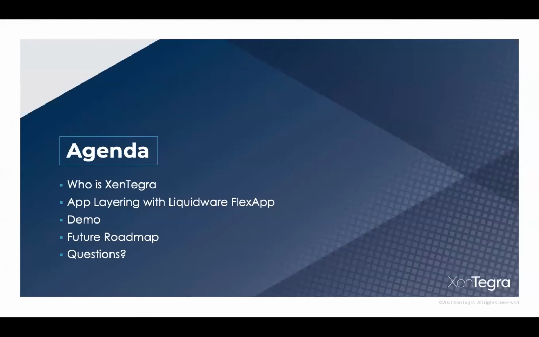So real quick, this is our agenda. I'm just going to go over very quickly who we are at XenTegra, what our purpose is. We're going to talk about app layering, specifically with Liquidware FlexApp, and some of the challenges with how we handle applications today. We're going to jump into a demo, walk through actually layering some applications, and I think Johnny's got some goodies for us. And then last, we'll talk about future roadmap, right? So what's on the roadmap for FlexApp specifically? We'll end with any additional questions you may have.